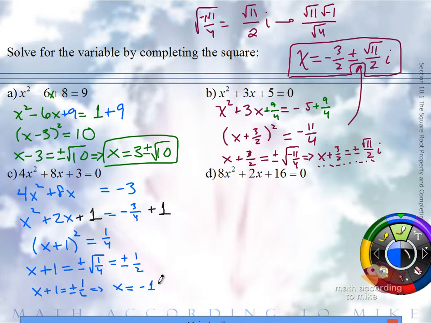Now in the other problems, we did not have like terms. So 3 plus or minus radical 10, those aren't like terms. But in part C, we do have like terms. So let's break it up. What is negative 1 plus 1/2? Negative 1/2. That's one answer. What is negative 1 minus 1/2?